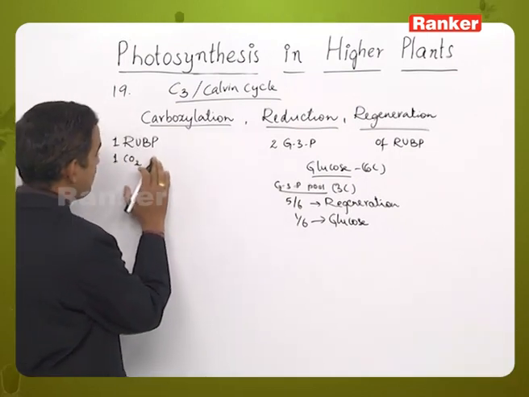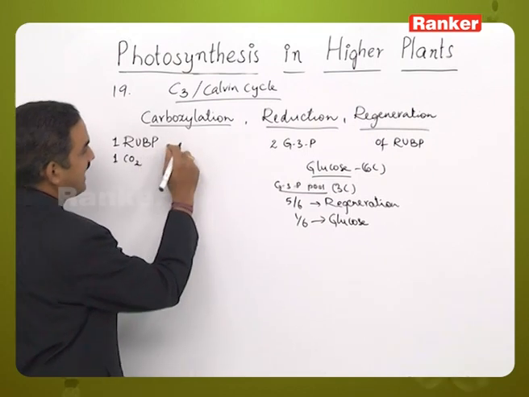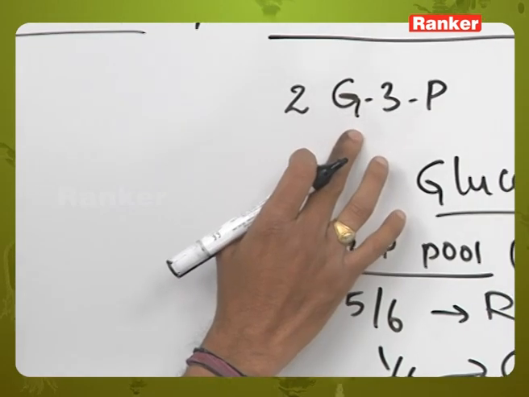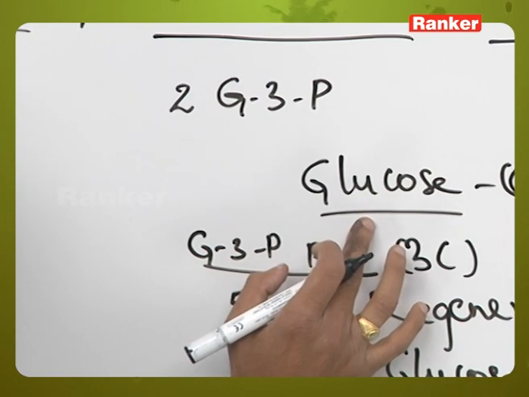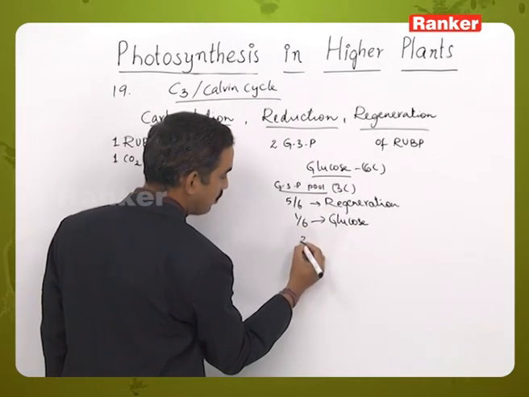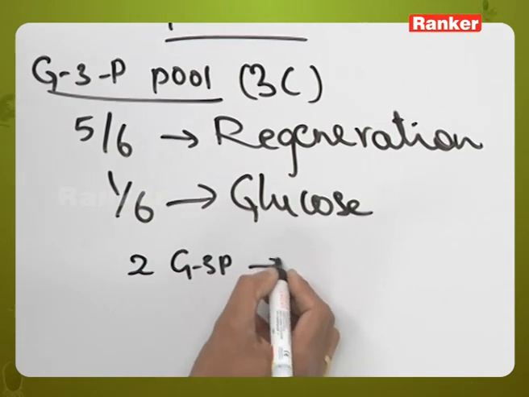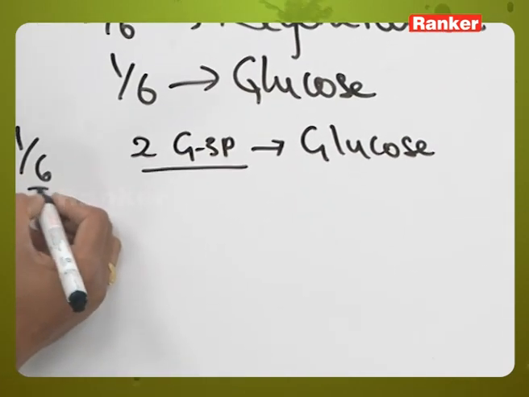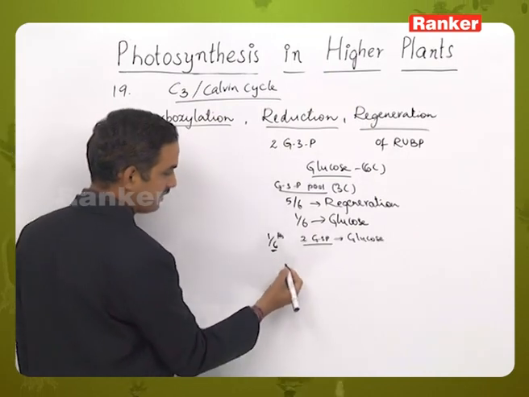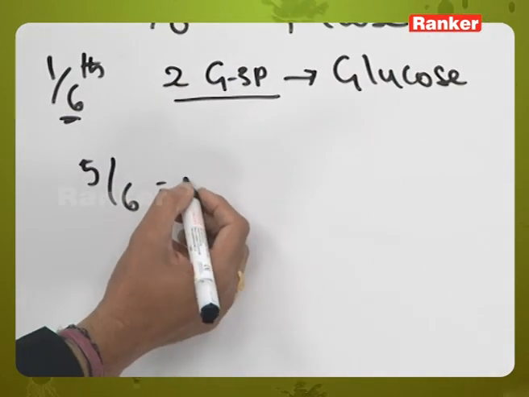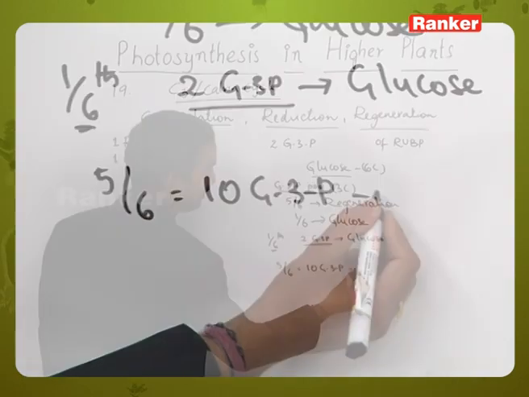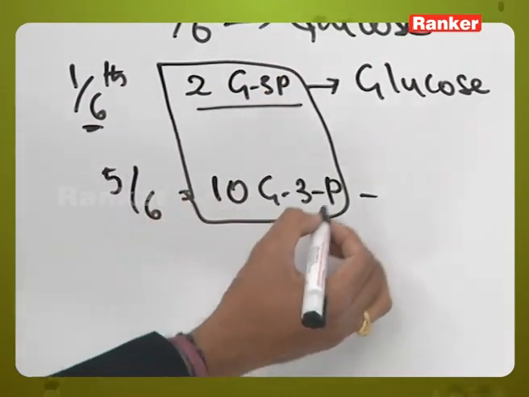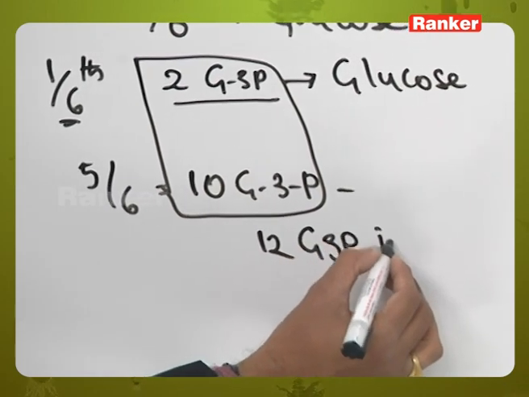As we know, one Calvin cycle means one carbon dioxide is taking part in the reaction, and it will produce only 2 G3P molecules. But to produce one glucose molecule, 1/6 means at least 2 G3Ps have to be used in the production of glucose. This 2 G3P should be the 1/6 part. 1/6 part means 2, so the 5/6 part means it should be 10 G3Ps, which have to be used in the regeneration phase. That means in total there have to be 12 G3Ps in the G3P pool.